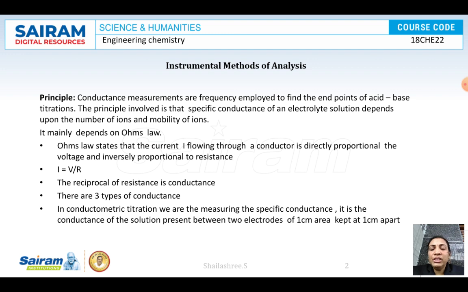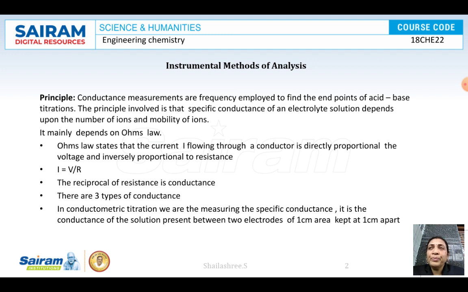And this depends on Ohm's law. What does Ohm's law say? The current I flowing through the conductor is directly proportional to the voltage and inversely proportional to the resistance, which is given as I equals V by R. R is the resistance. Reciprocal of the resistance is conductance.